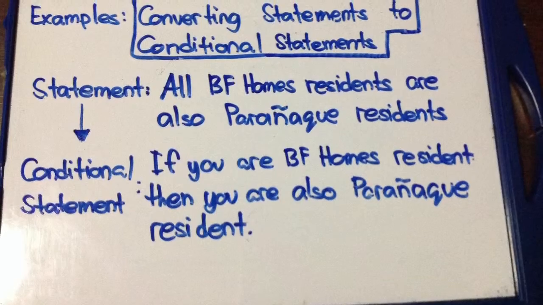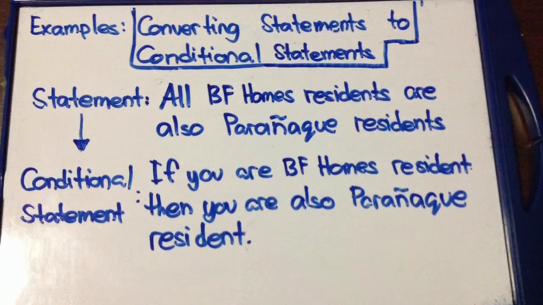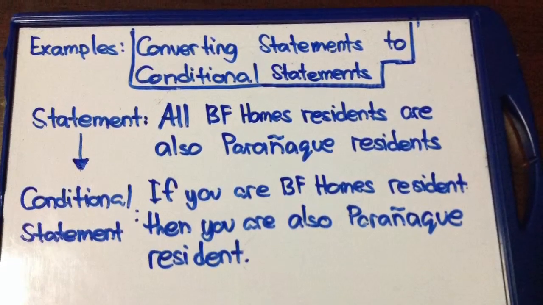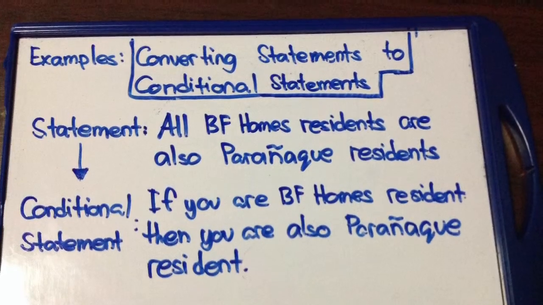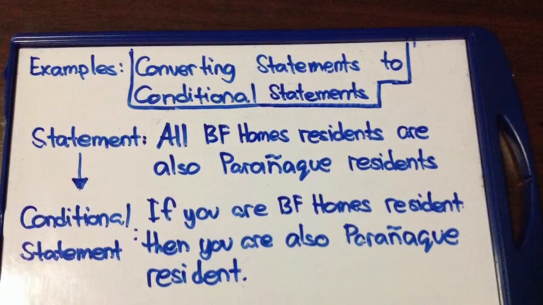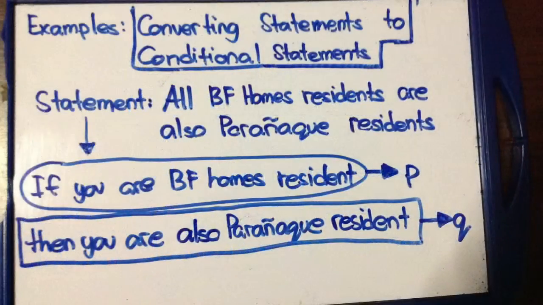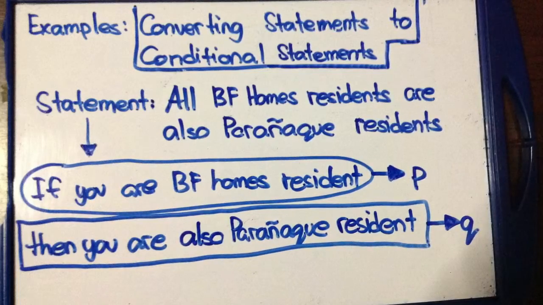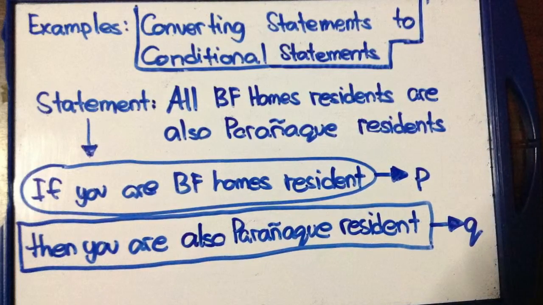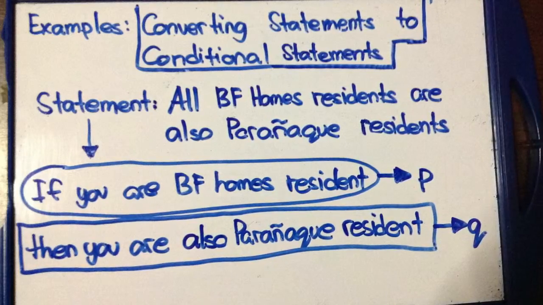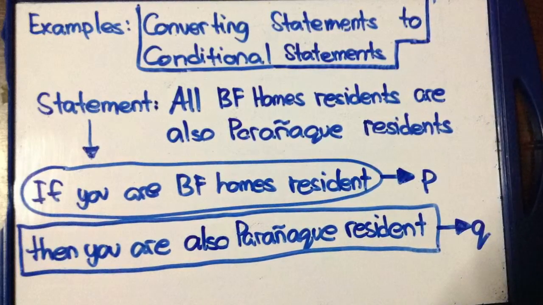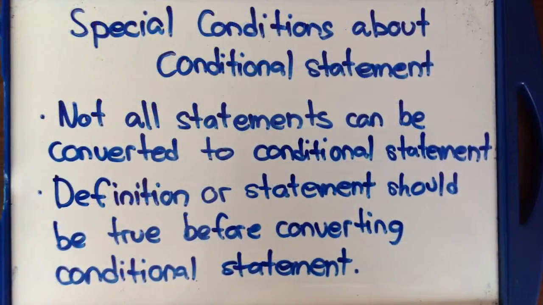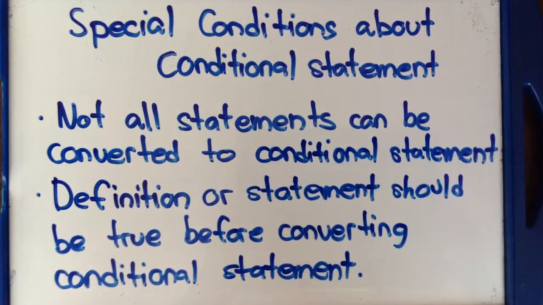Now, in this statement, we're going to convert all BF Homes residents are also Parañaque residents into a conditional statement. And the conditional statement is, if you are a BF Homes resident, then you are also a Parañaque resident. Let's see how it becomes. As you can see, they added if to you are a BF Homes resident, and then to you are also a Parañaque resident. So if you are a BF Homes resident is the hypothesis, and then you are also a Parañaque resident is the conclusion.